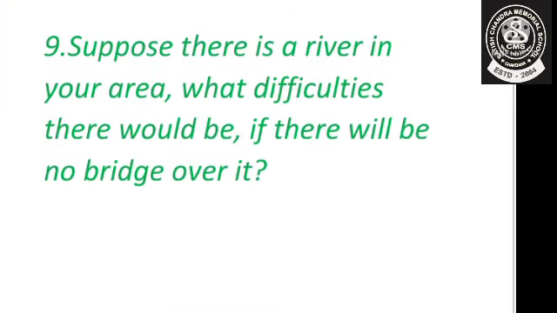Now, next question, number 9. Suppose there is a river in your area. What difficulties would there be if there were no bridge over it? So think, children, as we know about the cement bridge and bamboo bridge, people use them to cross water bodies. If there is no bridge, people would have to use boats to cross the river, which would consume a lot of time. That is why bridges are constructed over rivers, to save time, and so that people can cross safely over the water bodies.